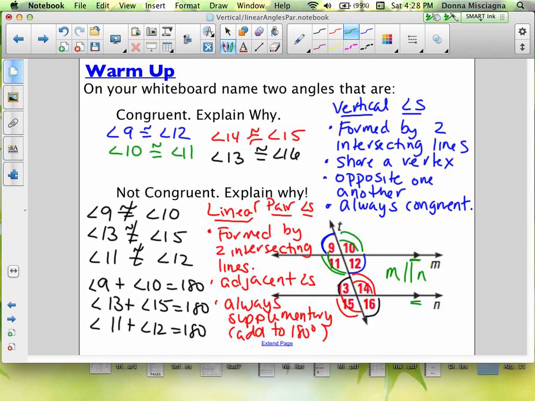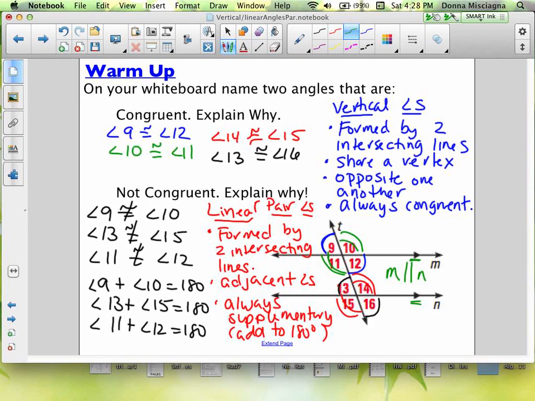I don't know if you noticed, but I put the same number of arcs on 9, 12, 13, and 16. And actually, those angles, they are all congruent to one another. I also put the same number of arcs on angles 10, 11, 14, and 15. And those angles are also congruent to one another.